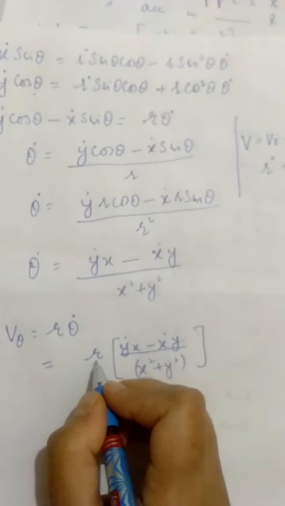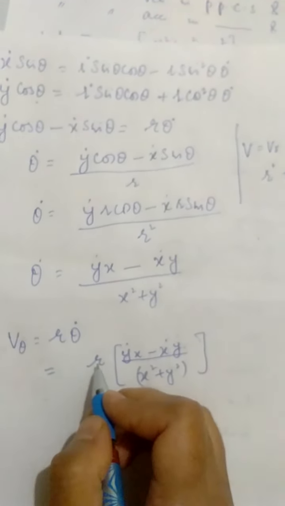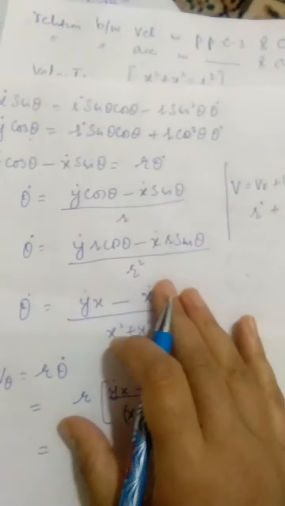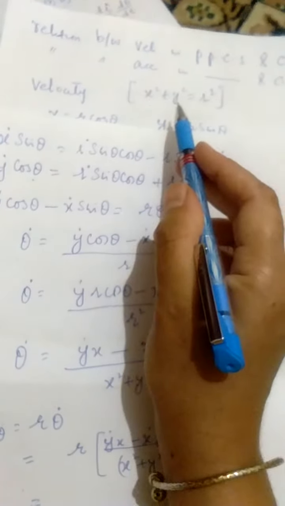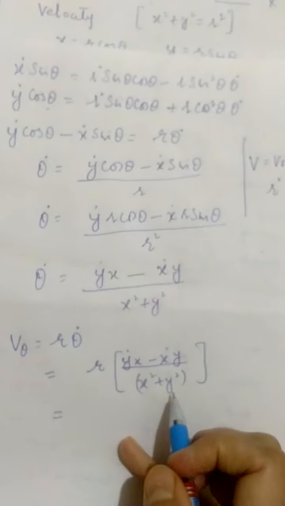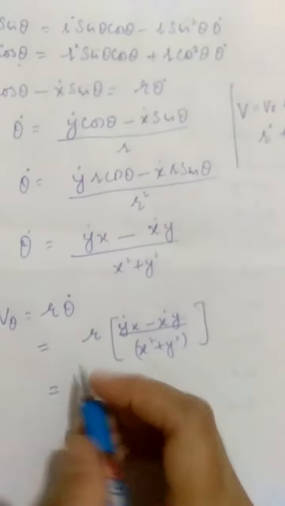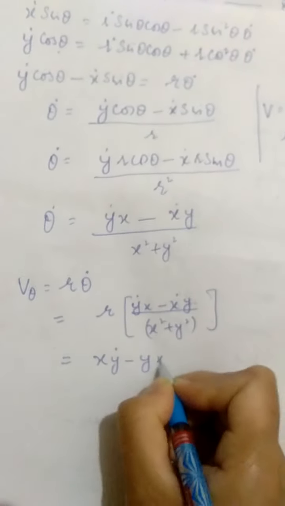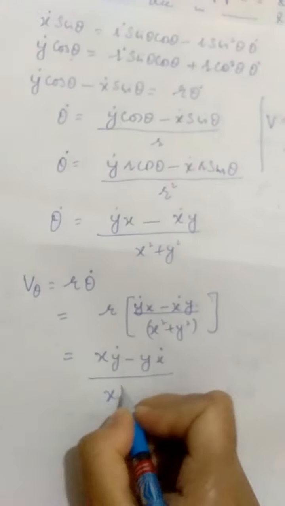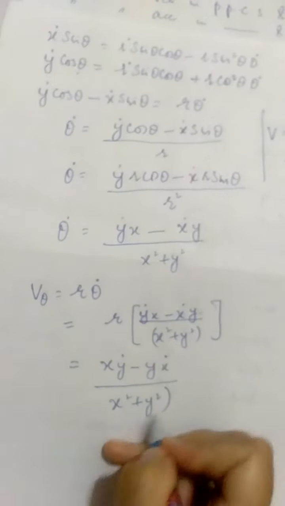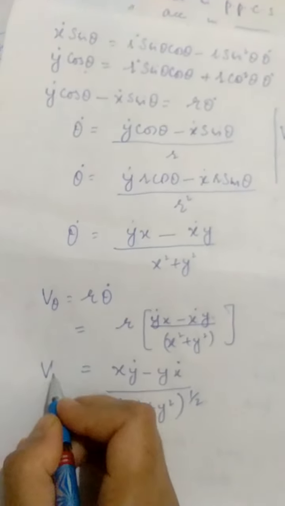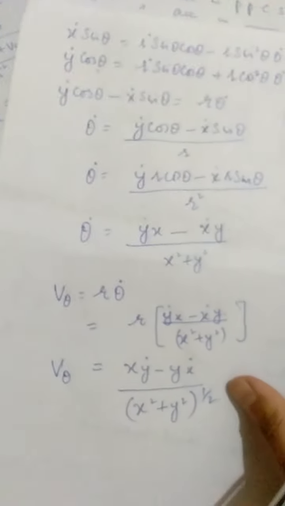It is x square plus y square under root. So one of the power, half power, will get cancelled with this and you are left with only half power, right? R square is x square plus y square, so simply r is under root of x square plus y square. So you are left with, more properly, x y dot minus y x dot divided by x square plus y square under root. So this is the expression for the angular component of velocity, right?